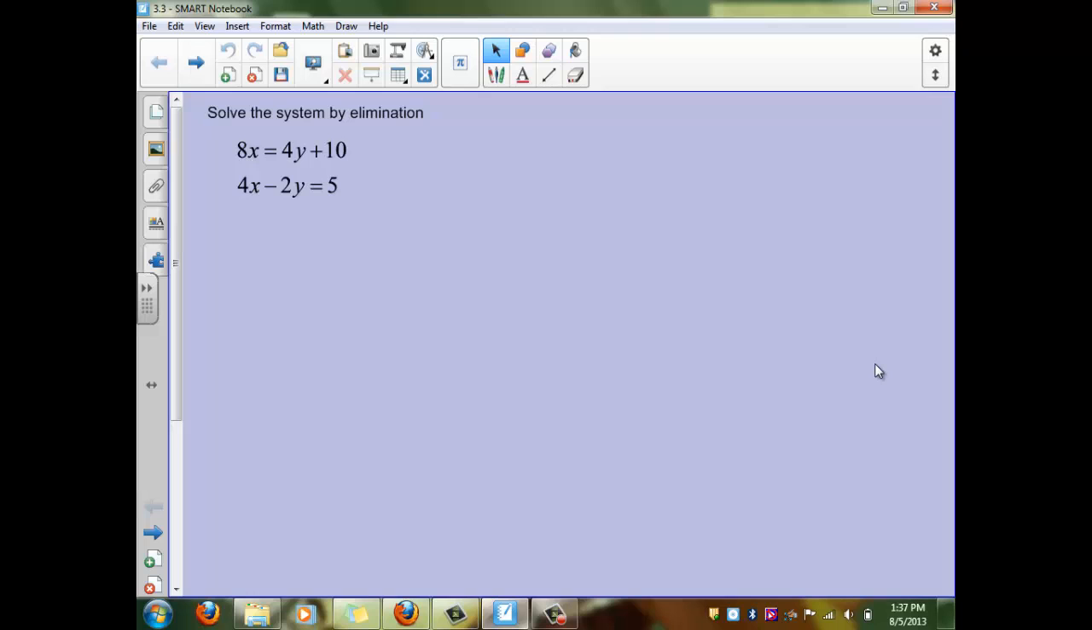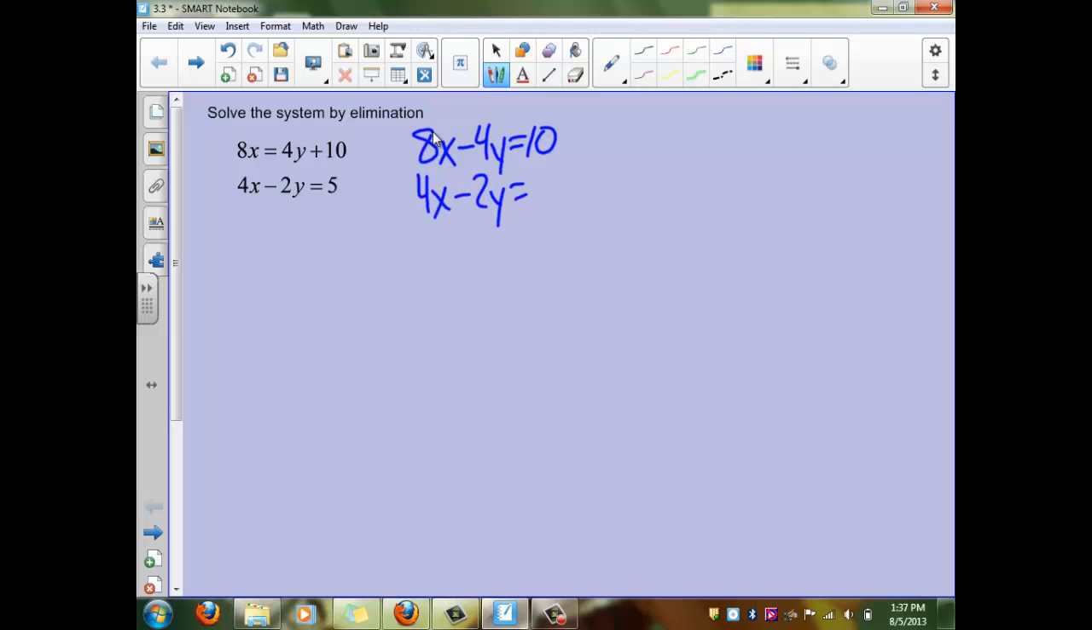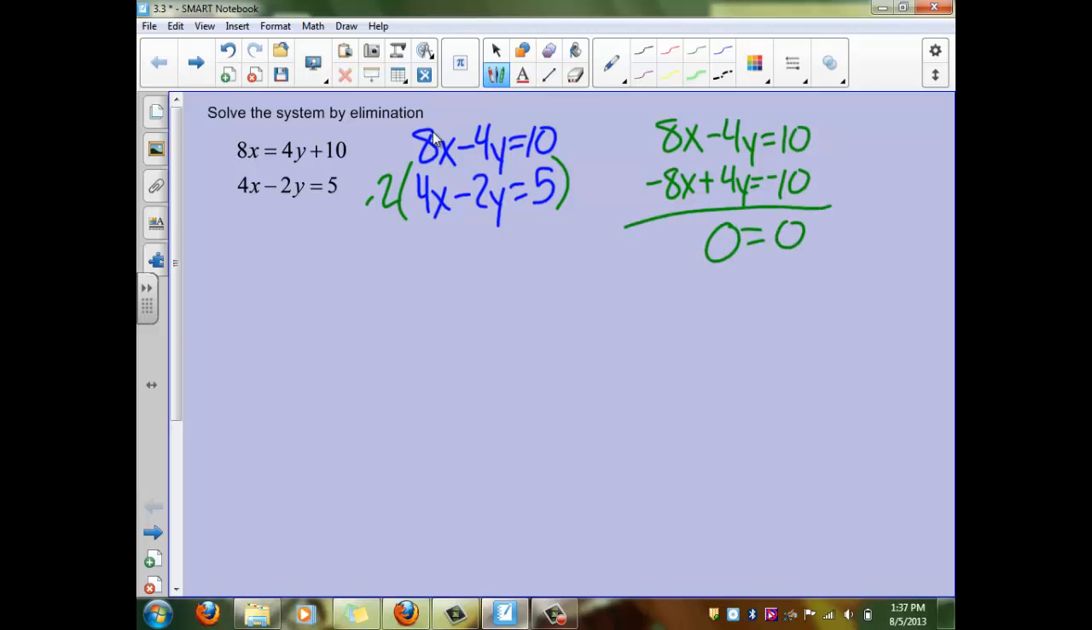So first things first with elimination, we need to get our equations to line up. So let's subtract over this 4y. And now, if we multiply this second equation by negative 2, we'll be able to get our x's to cancel out. So we'll have 8x minus 4y equals 10. And then negative 8x plus 4y equals negative 10. When we add them together, we'll get 0 equals 0. So this means we have infinitely many solutions.